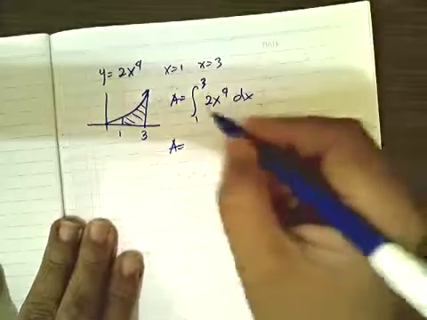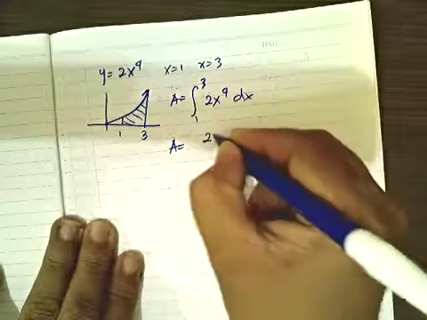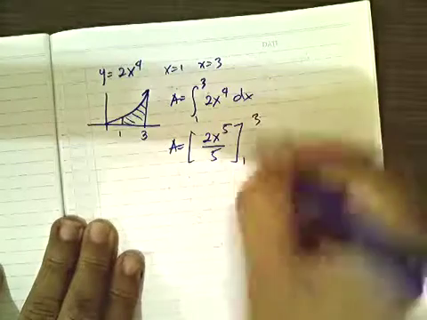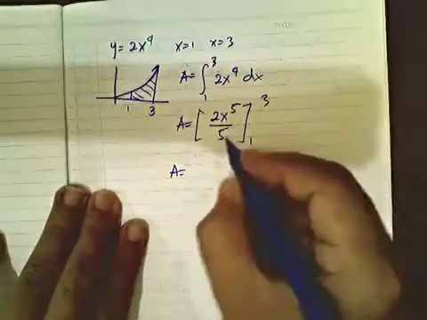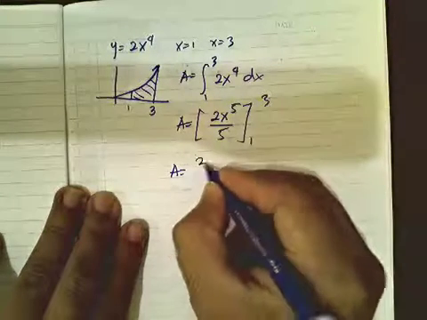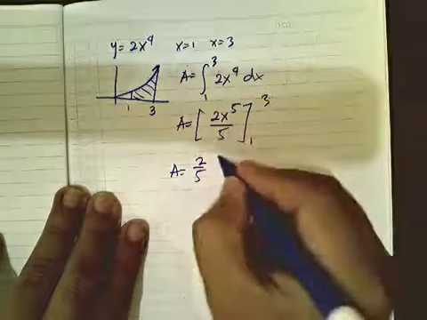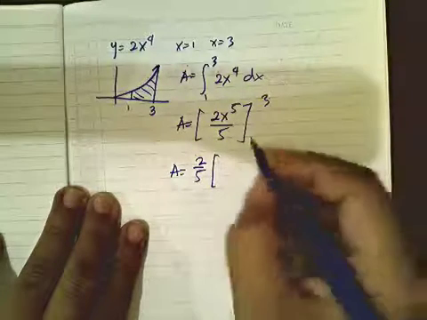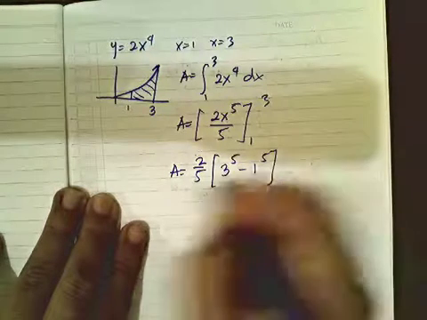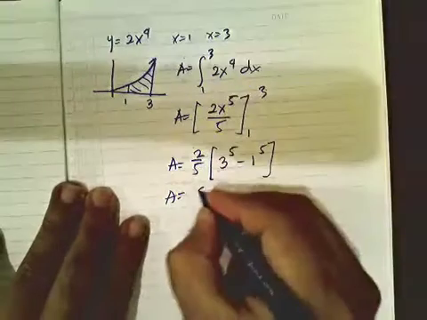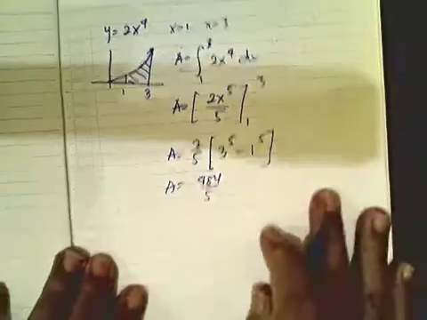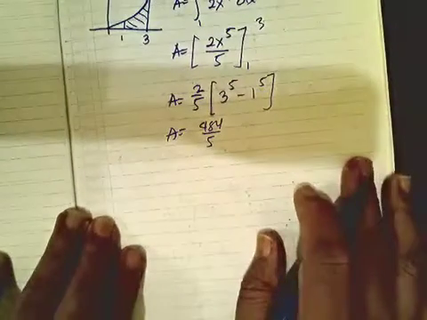So let's integrate this. Integrating that we have 2x to the fifth over fifth, and then from 1 to 3. So the area is equal to, you plug in the 3 there. So we can just simply factor out 2 to the fifth first. 2 to the fifth, 3 raised to the fifth minus 1 to the fifth. And that region will give you 484 over 5, right?